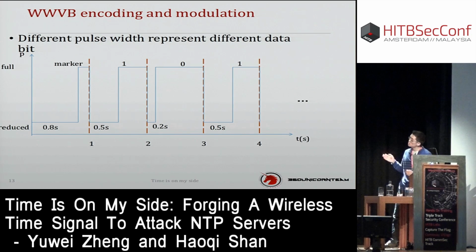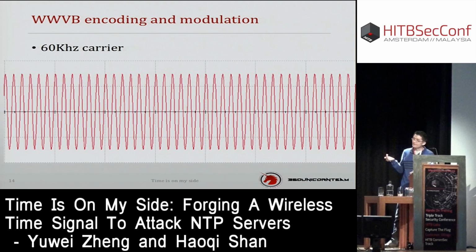If its amplitude is reduced for 500 milliseconds, then increased for 500 milliseconds, this is a data bit with the value 1. If its amplitude is reduced for 200 milliseconds, then increased for 800 milliseconds, this is a data bit with the value 0. And the WWVB timing signal uses a 60 kHz carrier.